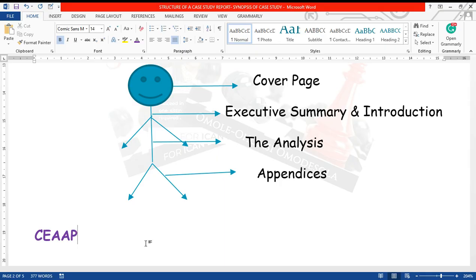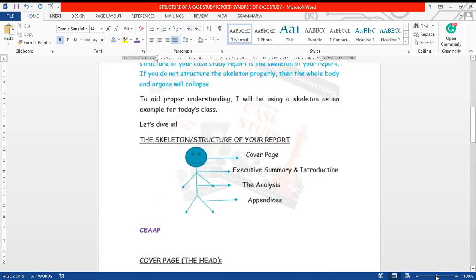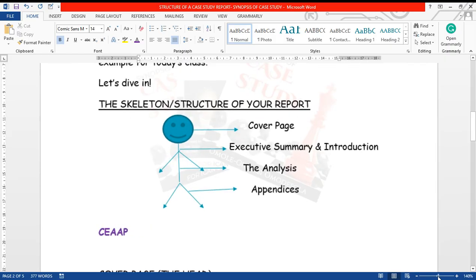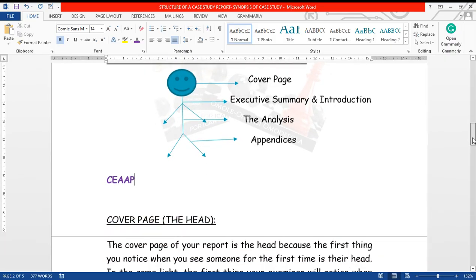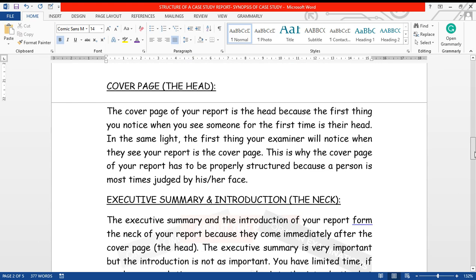So CAP is the way you should arrange and structure your work. It is a must. You must do it in that way. So let's have it. CAP is what we're going to be working with today. So let's zoom this back in so that we can go into other things. So now, the first one we have is the cover page.